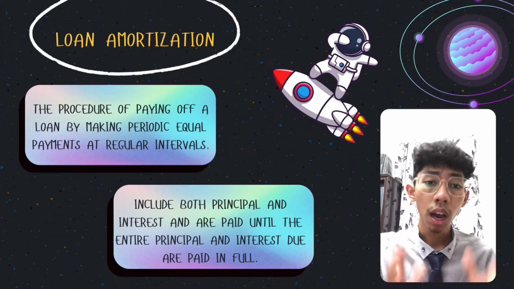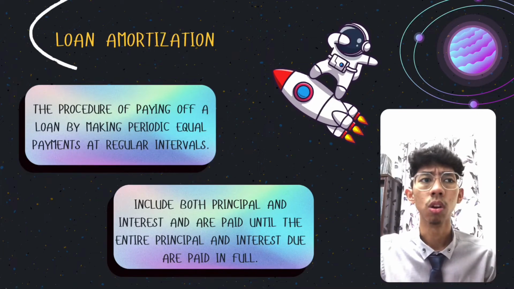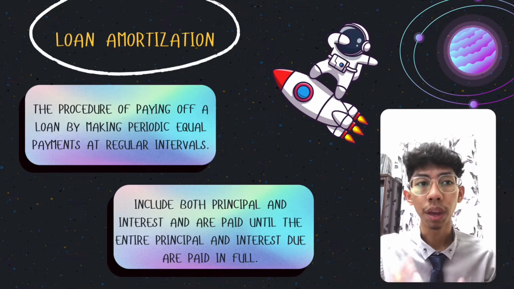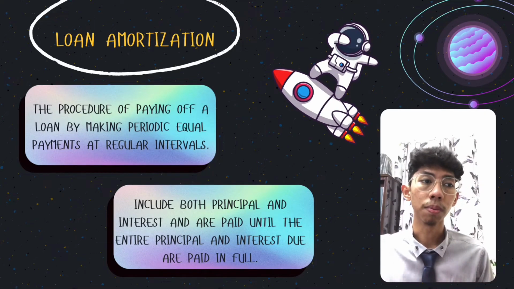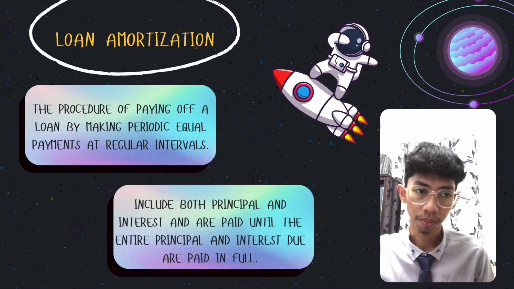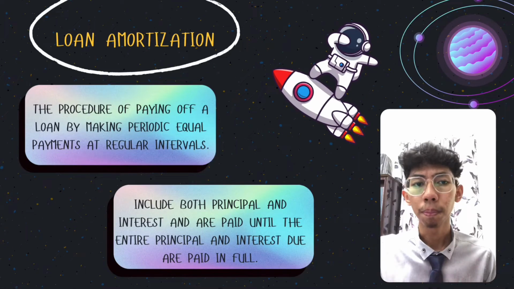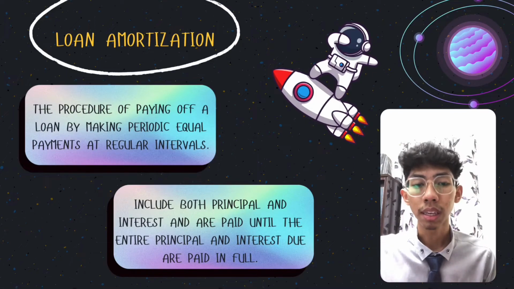Okay, the last for this topic is loan amortization. So, what is loan amortization? This is the procedure of paying off a loan by making periodic equal payments at regular intervals. It includes both principal and interest and is paid until the entire principal and interest due are paid in full.